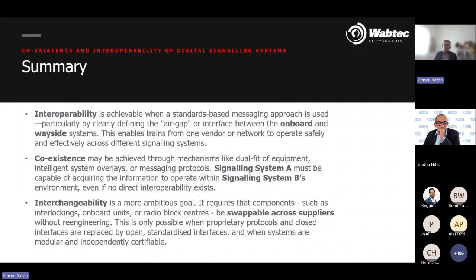And finally, interchangeability is the most ambitious goal of the 3, but is only possible when we move away from proprietary protocols and instead use open, standardized interfaces, something initiatives like ULinks are actively working towards.